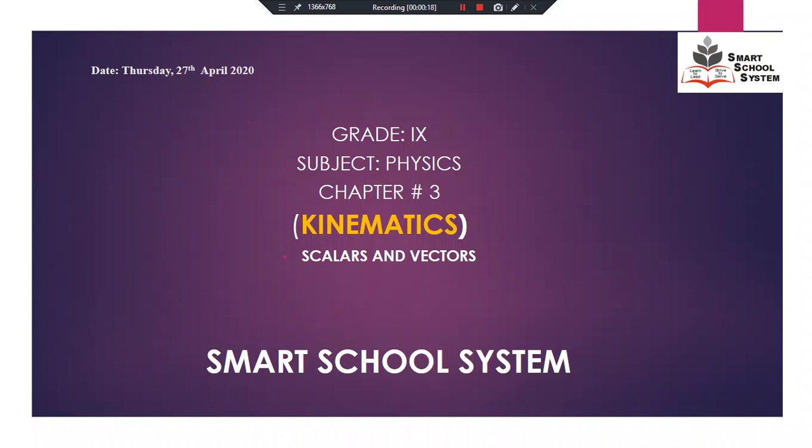The subject is physics. As in previous lecture, we started chapter number 3. Today we have our new topic from that chapter on page number 32, which is scalar and vectors. In this lecture, we will learn about scalar and vector with examples and will try to find out the differences between the two. Let's start our lecture.